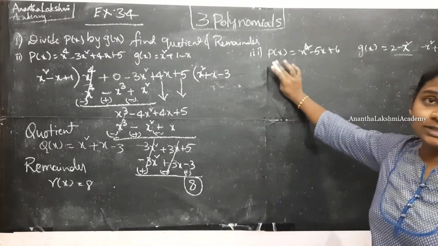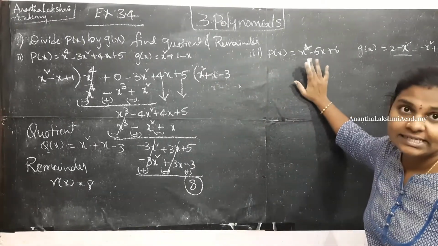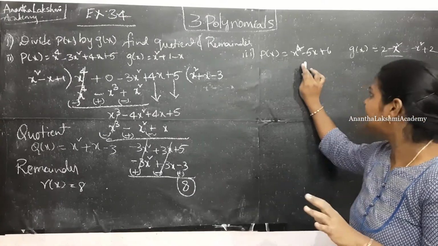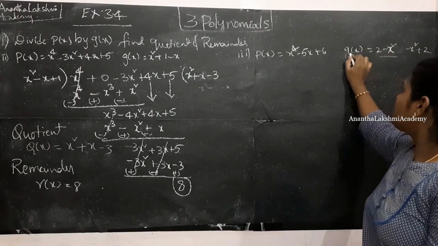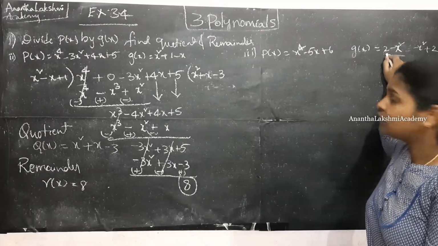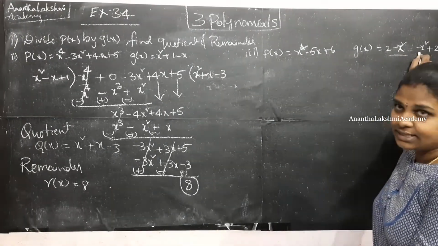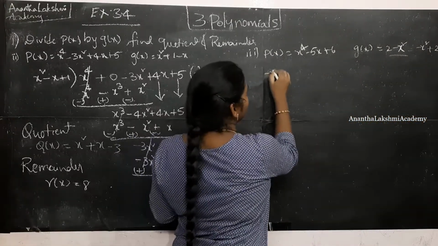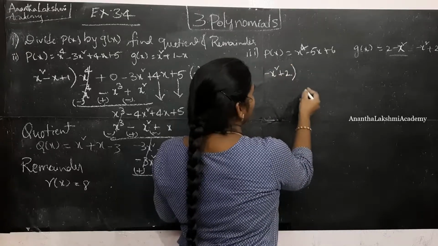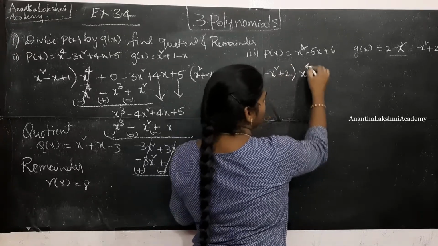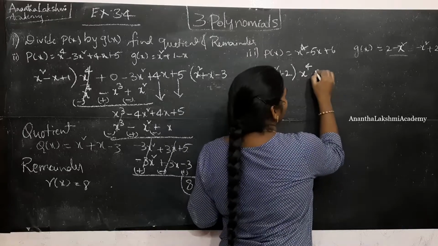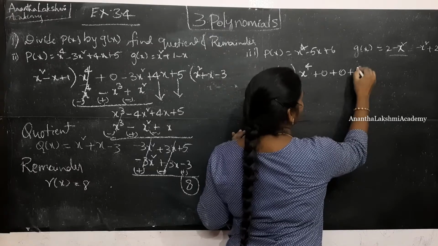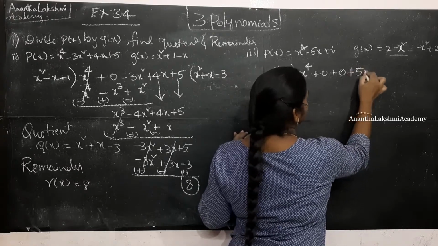Now I'm going to solve the third part of the first problem. I have taken different kinds of problems and am trying to solve them so that you will have a better understanding. Here, if you see in g of x, we just have minus x square and 2, which can be written like this: minus x square plus 2. Now let us do the division part. So minus x square plus 2 is divided into x power 4. You do not have the cube term, you do not have the square term, and then you have minus 5x plus 6.